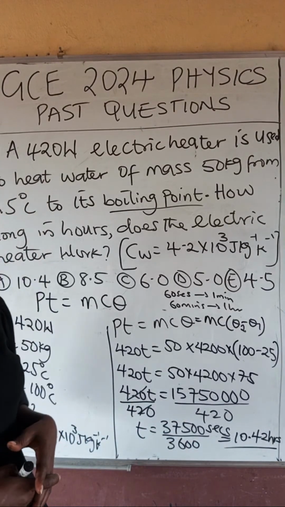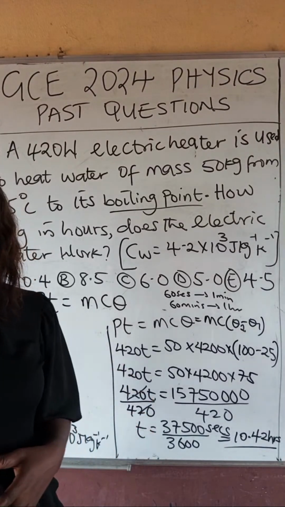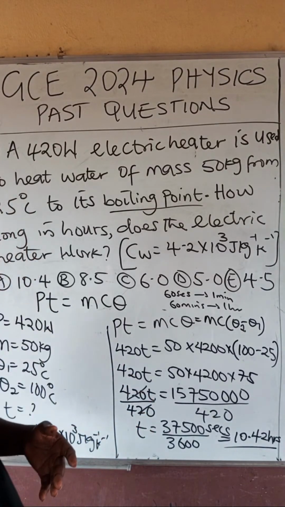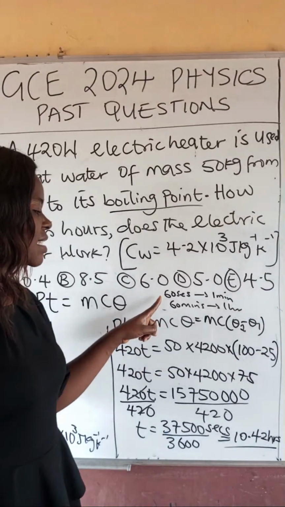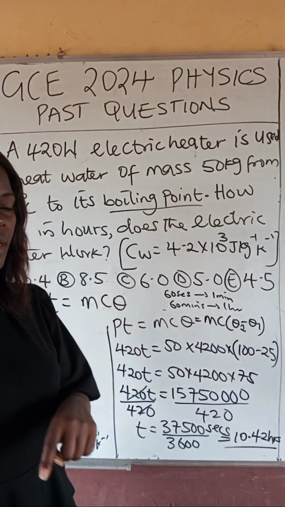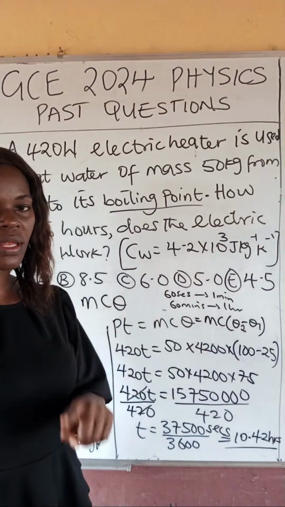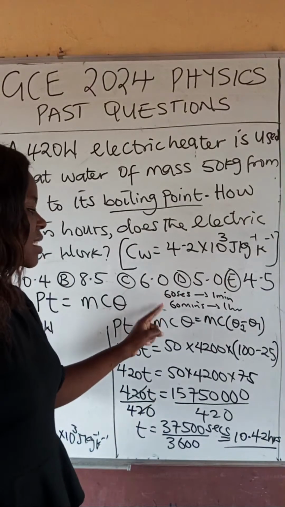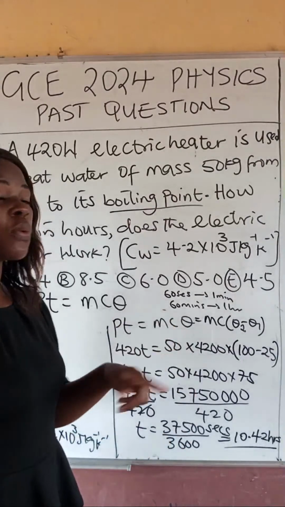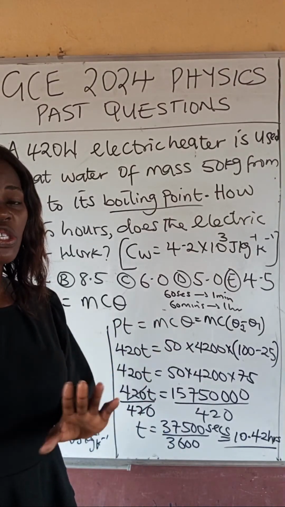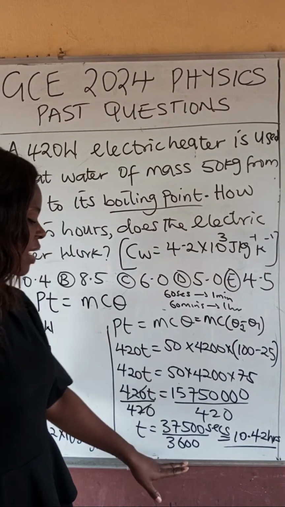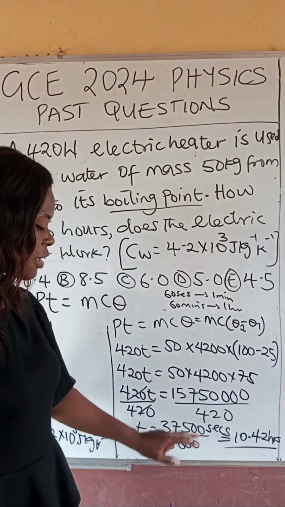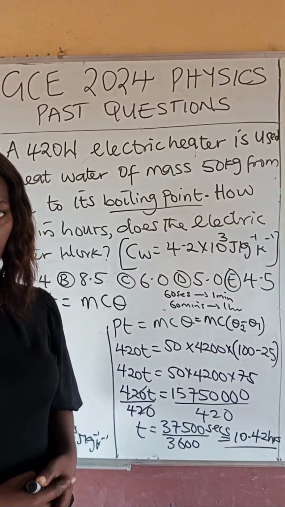When I divide, I now got 37,500 seconds. But they want our answer to be in what? In hours, not in seconds or in minutes. We now remember that 60 seconds is equals to 1 minute, and 60 minutes equals to 1 hour. Okay? So it means that in 1 hour we have 60 times 60 seconds. That is, in 1 hour we have 3,600 seconds. Now, since we want to convert it to hours, we're going to divide this value by 3,600 seconds, right?